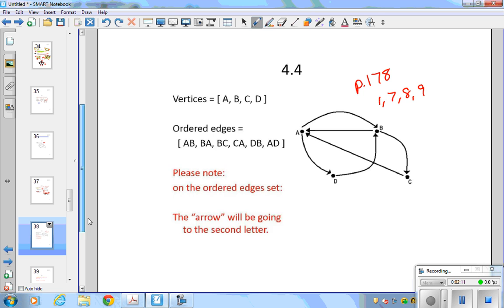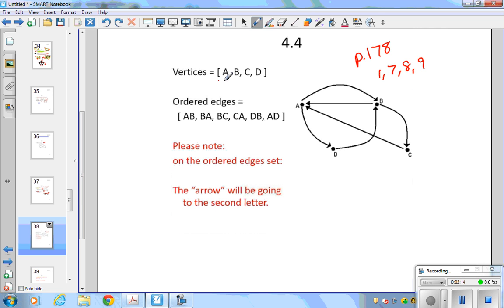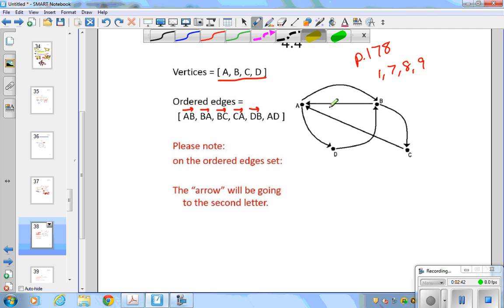Now the way you create one is that you have vertices A, B, C, and D, very similar to a couple of videos ago where you had to create a graph. But in this case, the ordered edges are going to be given to you, and you have to remember that the arrow will be pointing to the second vertex. So for example, I'm going to highlight A to D just at random. That is this one right here because it is going from A to D. So that's how easy it is to figure it out.